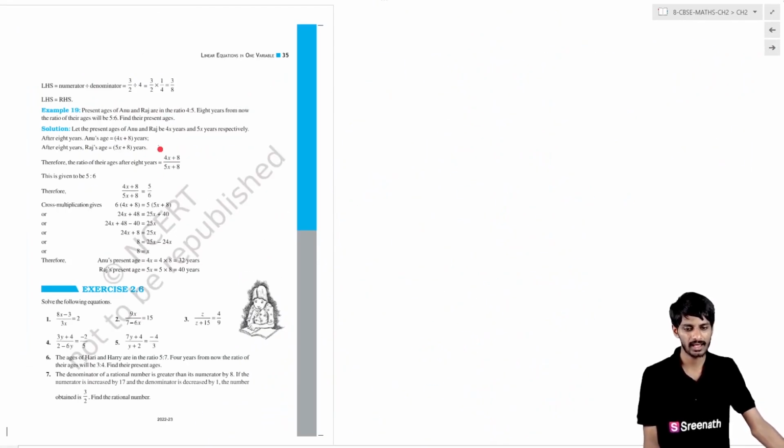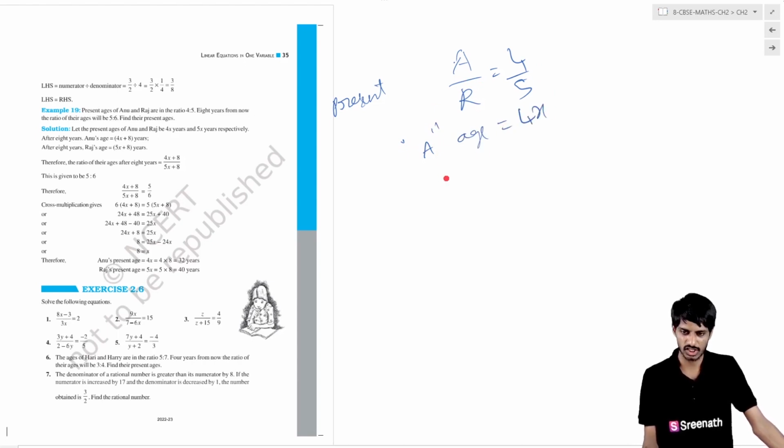And this is another example on ages. The present ages of Anu and Raj are in the ratio 4:5. So this is the present age, the ratio of present age is 4:5. So Anu's age will be 4x, let us assume, and Raj's age will be 5x.